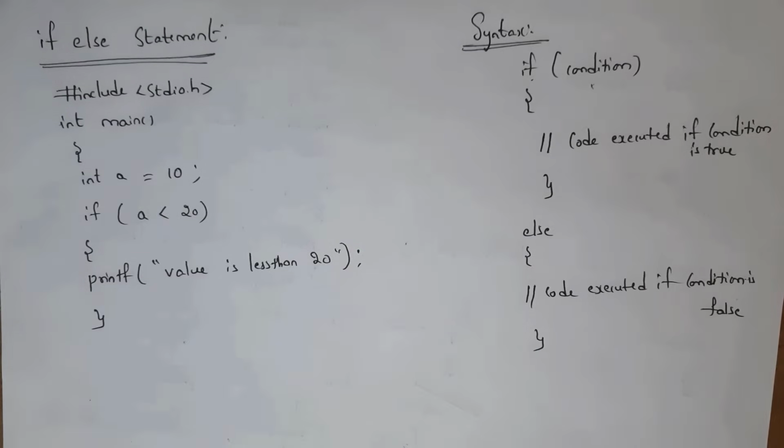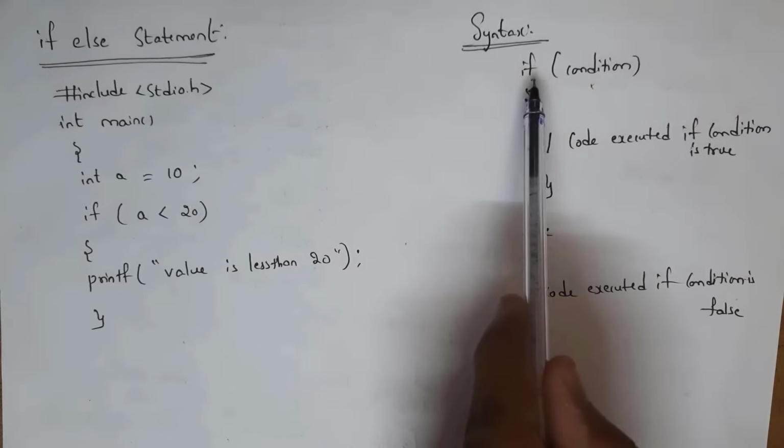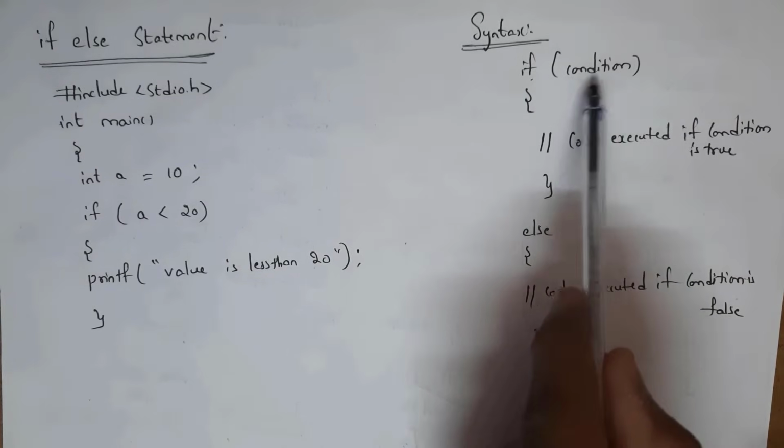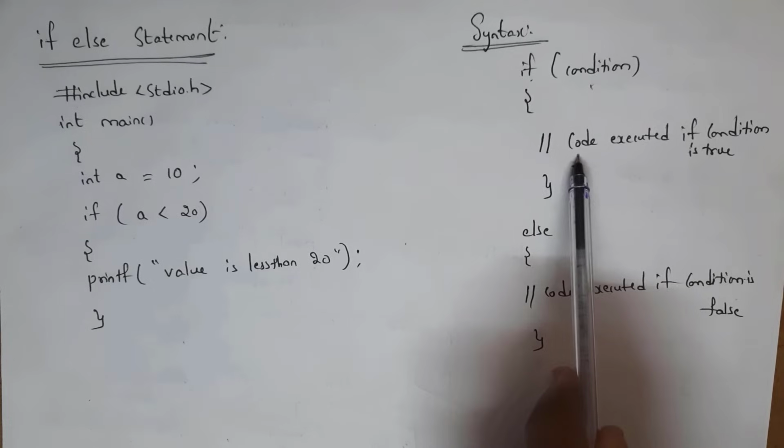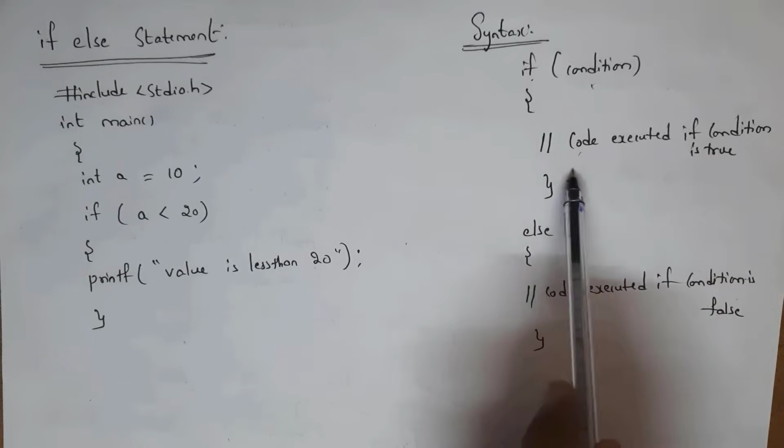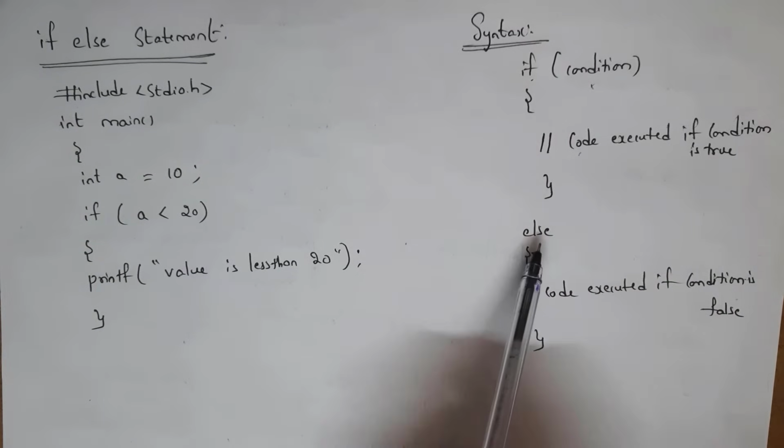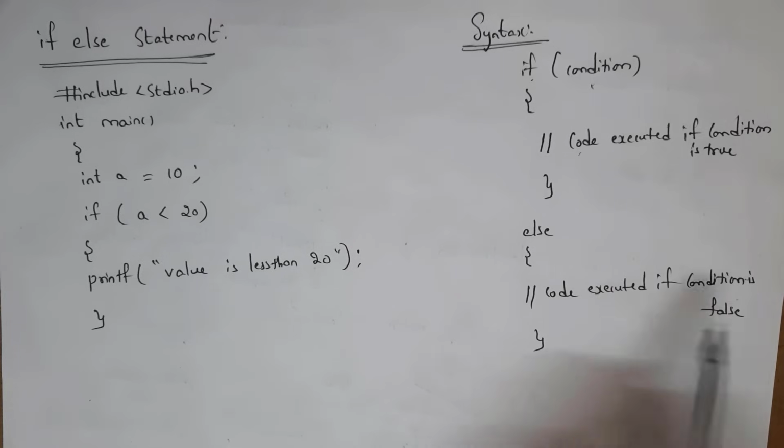Next, I will explain the if else statement. If the condition is true, then whatever code is present inside if will be executed. If the condition is false, then whatever code is present inside else will be executed. This is the syntax. Here you need to write if and give a condition. If this condition is true, then the code inside if will be executed. Or if the condition is false, the code inside else will be executed.